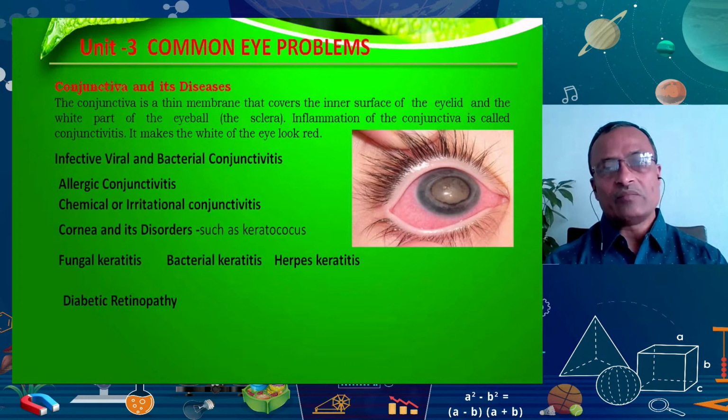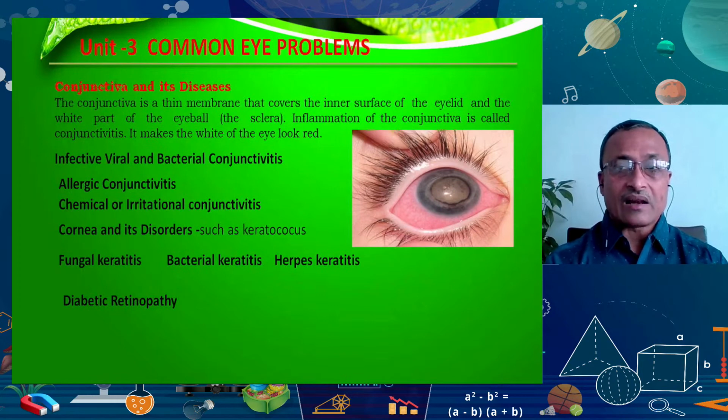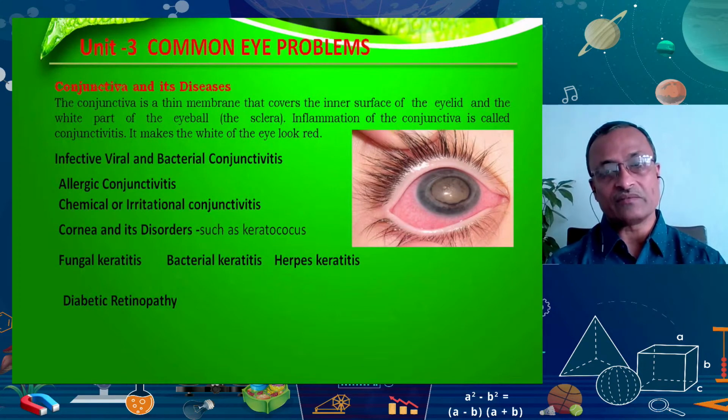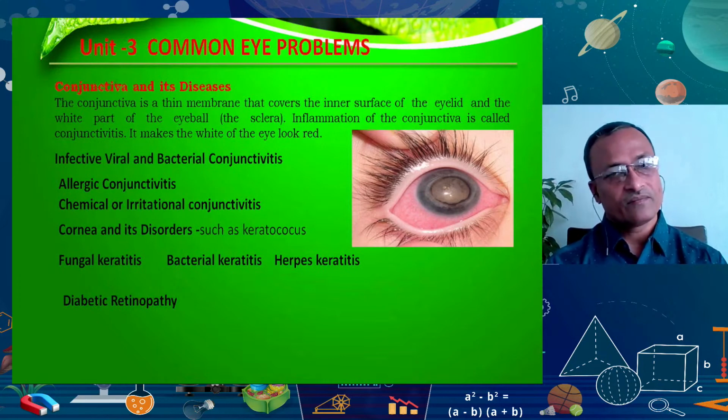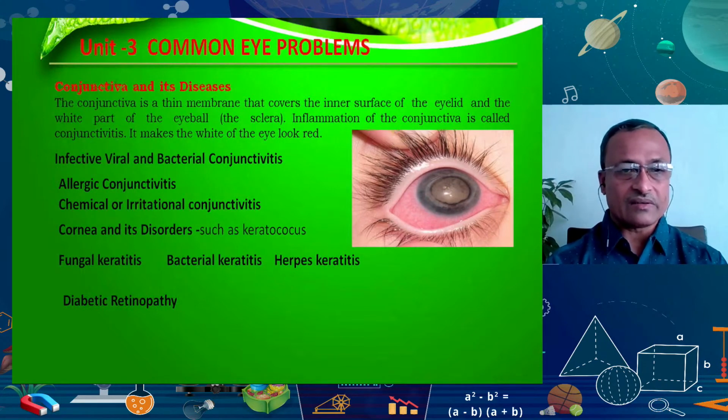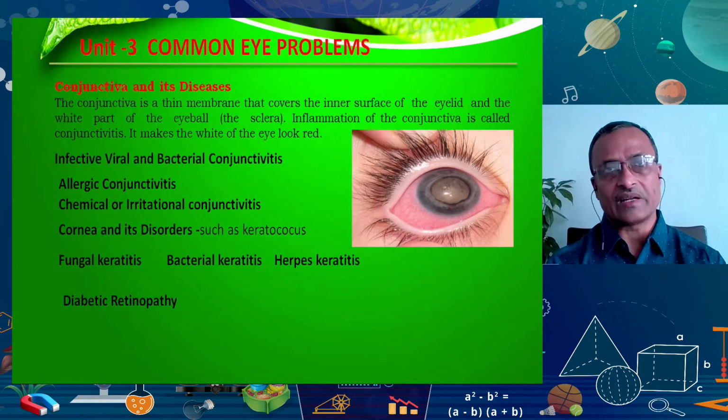Sometimes you all might have faced a situation where your eyes are red. This redness may be because of inflammation of the conjunctiva. The inflammation usually happens because of some viral infection or bacterial infection. Conjunctivitis may also happen due to allergic conditions, or because of chemicals, where a patient is working in a chemical factory, and because of the chemical fumes, this inflammation of the conjunctiva happens. Then some corneal disorders also take place, like keratoconus, fungal keratitis, bacterial keratitis, and herpes keratitis. Herpes is a virus which causes a very severe sort of keratitis.